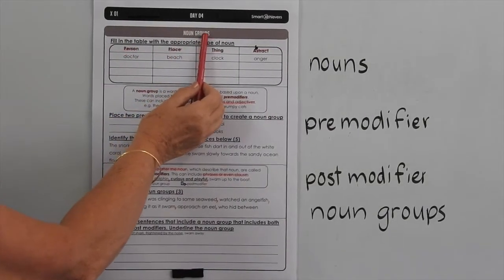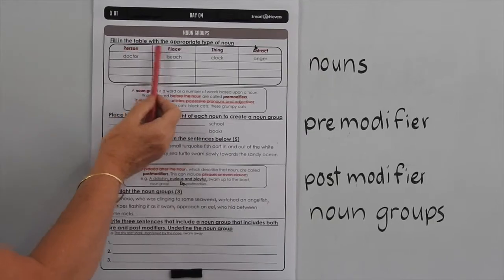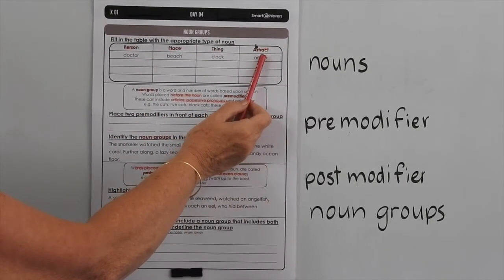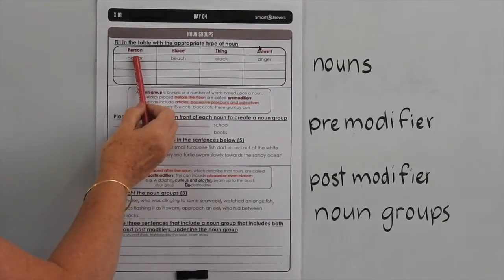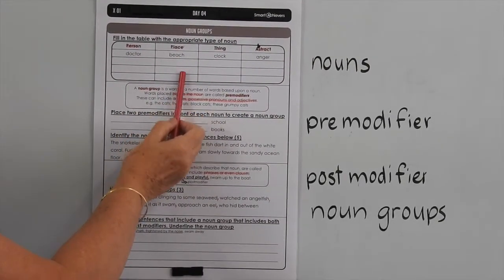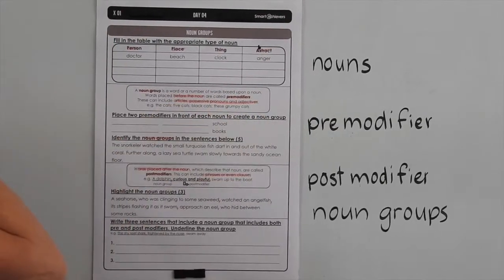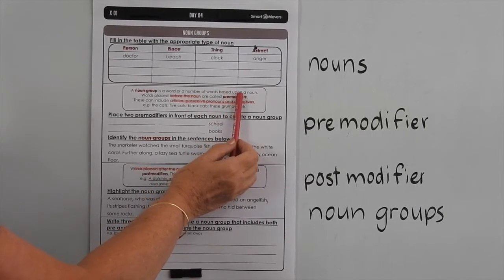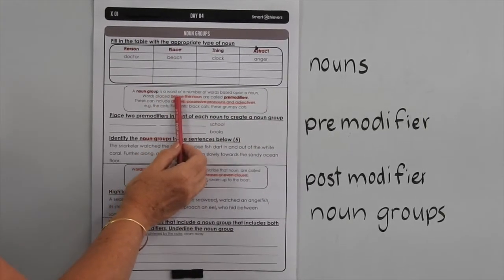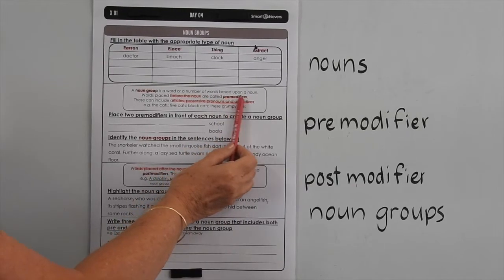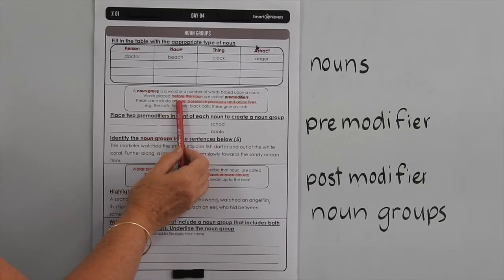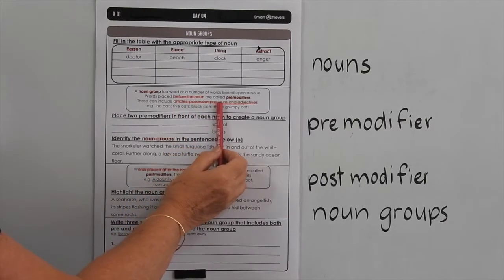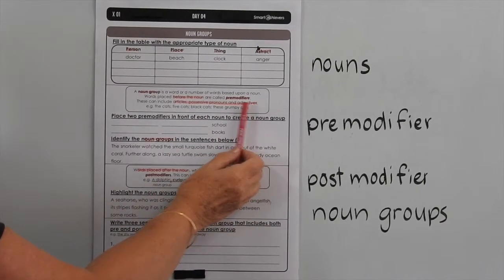Today we're looking at noun groups. Now you know a noun could be a person, place, thing or something abstract like a thought, an idea or a feeling. So we want you to fill in the table with nouns under each of those headings. Now a noun group is a word or a number of words based upon a noun. So words placed before the noun are called pre-modifiers. These can include articles, which are an or a or the, possessive pronouns and adjectives.